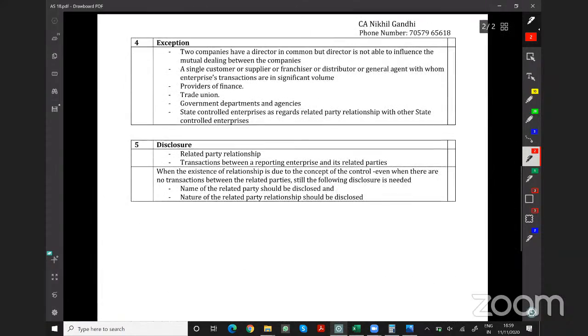Classification and disclosure. We will jump to the disclosure directly. Disclosure means related party relationships should be disclosed. Transactions between the reporting enterprise and its related party should be disclosed. Means whether he is my holding, subsidiary, associate, or joint venture should be disclosed. Also, any purchase, sale, or any kind of transaction should also be disclosed.